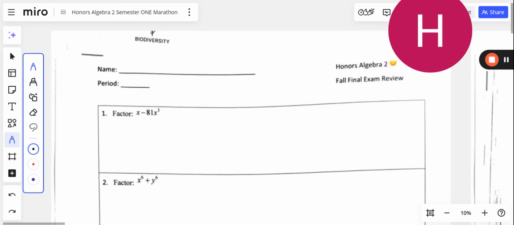Okay, here we go. It's time for a marathon. Am I crazy for doing this? Probably. But in any event, this is an Honors Algebra 2 exam review, as indicated here.